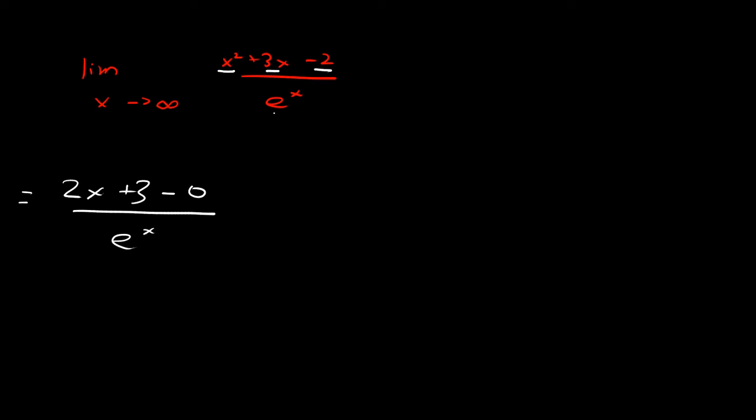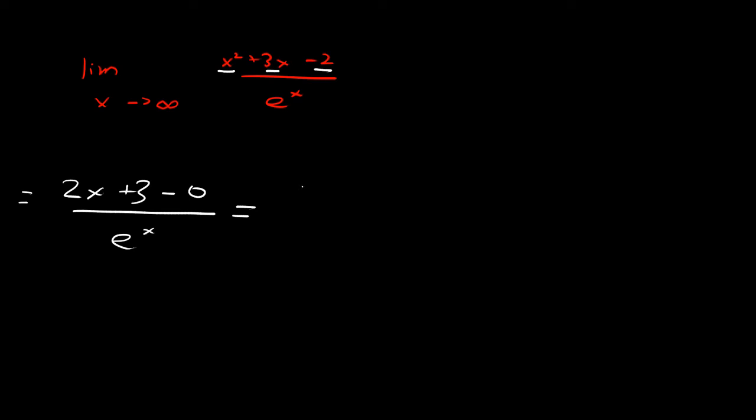You can see that if we differentiate e to the power x, we'll get e to the power x. I discussed this in my why is Euler's number so important video. Now if we plug in infinity, we'll get 2 times infinity plus 3 over e to the power infinity. That's just infinity over infinity. So we have to do this again.